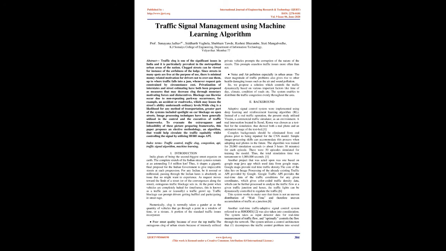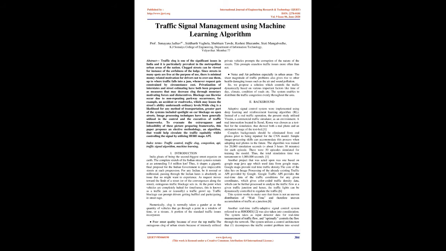Traffic congestion can lead to drivers getting frustrated and engaging in road rage. Numerically, congestion is usually looked at as the number of vehicles that go through a point in a window of time, or a flow. Some of the standard traffic issues include poor road quality because of excessive traffic. The extreme congestion of urban streets because of heavily used private vehicles leads to the degradation of the quality of the streets. This leads to continuous traffic issues most of the time.